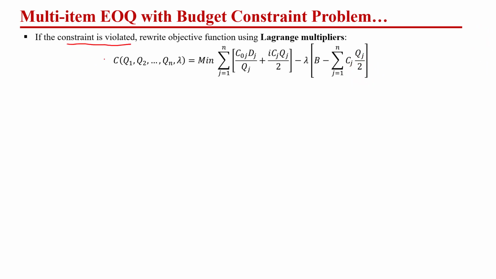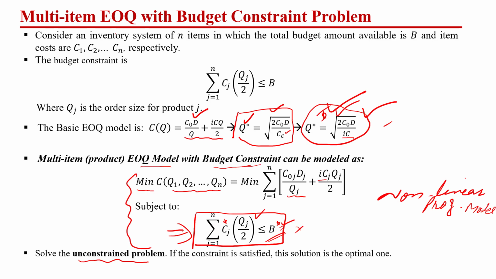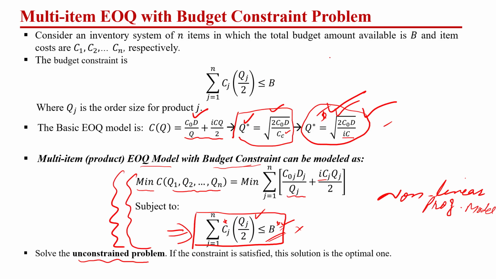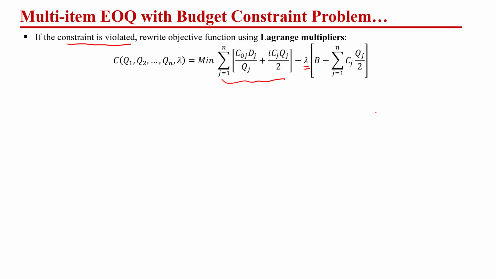If this constraint is violated, then we are going to rewrite this non-linear programming model, and we are going to use the Lagrangian approach. That is going to be written as this: minimizing the objective function minus lambda, where lambda is basically the Lagrangian multiplier. And then we have the budget constraint, which is B minus the left hand side. So this is basically our budget constraint.